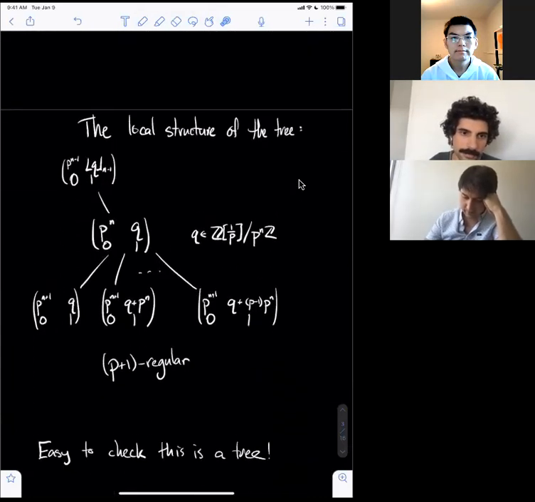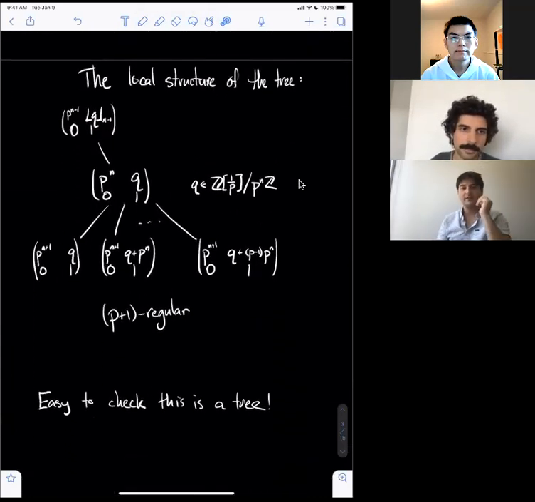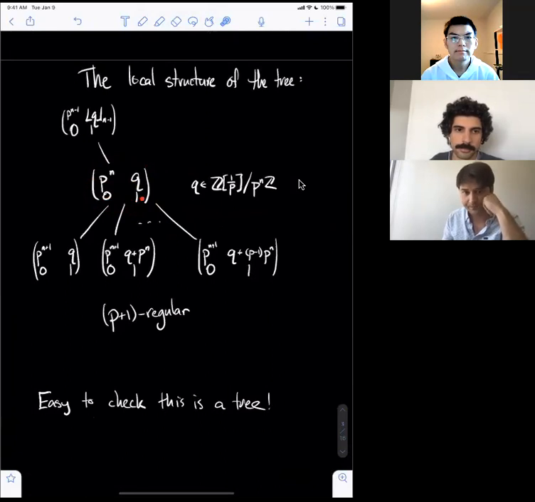Okay, so the local structure of the tree. All I've said so far is how you label the set, but now I'm going to describe these as vertices of a tree. And so we put our lattice into this form, (p^n, 0), (q, 1), where q is in this set.